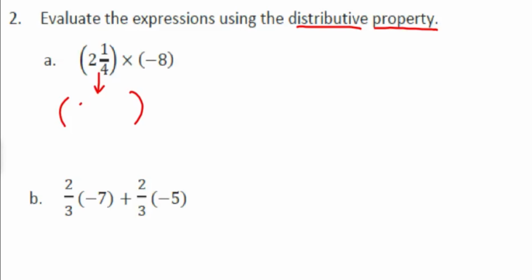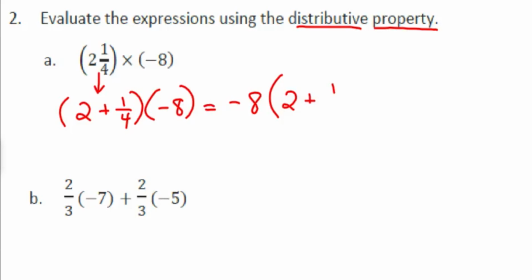2 1/4 means 2 plus 1/4. That will be our addition, and then we will distribute the -8. By the way, that is equivalent to -8 multiplied by the sum of 2 plus 1/4. That's probably the more common way of writing the distributive property.